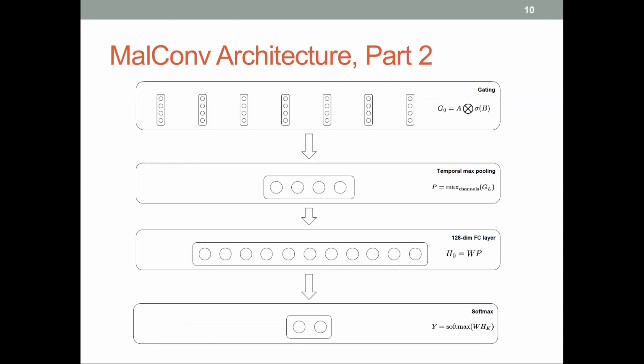Then they pass it to a temporal max pooling layer. It just chooses the maximum and then passes it to a typical 128 dimensional feed forward layer. And then in the end, they use a softmax layer, which determines whether the input is malware or benign.